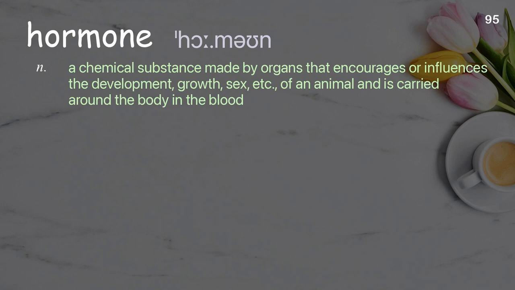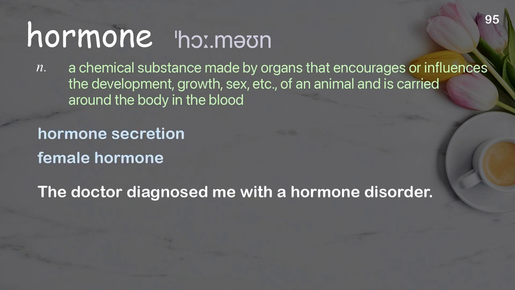Hormone: a chemical substance made by organs that encourages or influences the development, growth, sex, etc., of an animal and is carried around the body in the blood. Examples: hormone secretion, female hormone. The doctor diagnosed me with a hormone disorder.